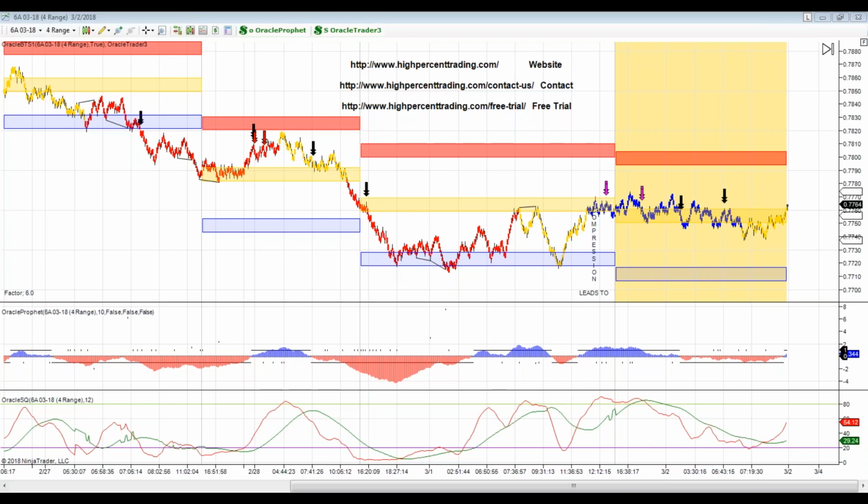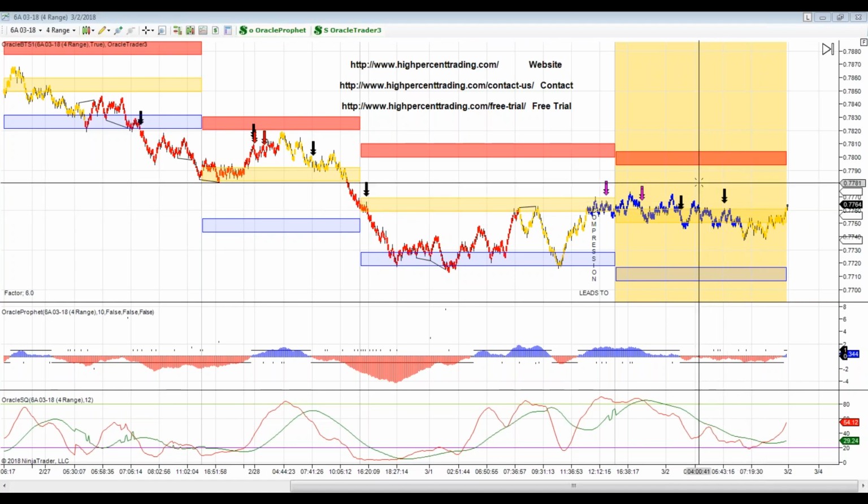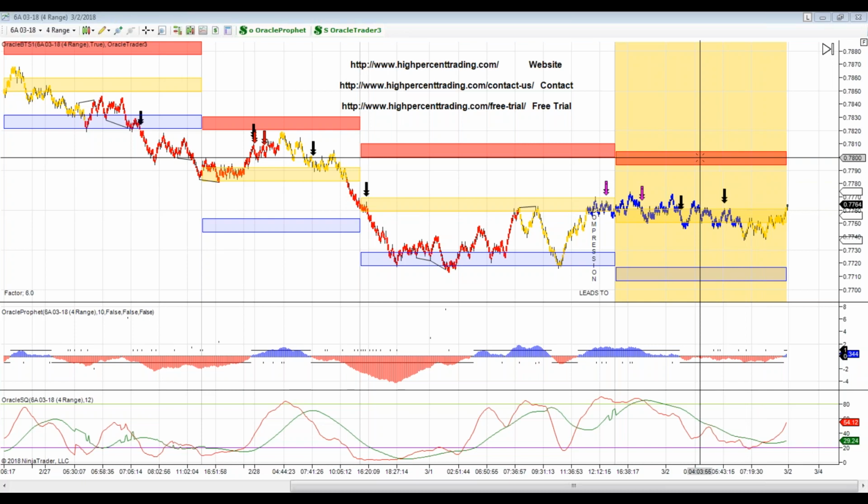We're going to recap some of the trade setups from Friday on several of the markets using the Oracle indicator and also showing some of the Oracle auto trader setups. Now this is the Aussie dollar. I'm going to go through several different markets. This is the Aussie dollar.